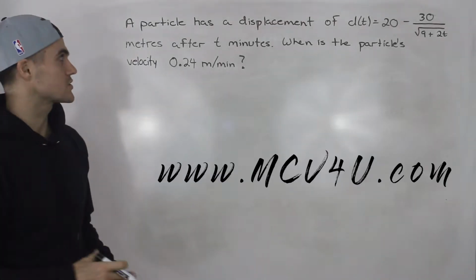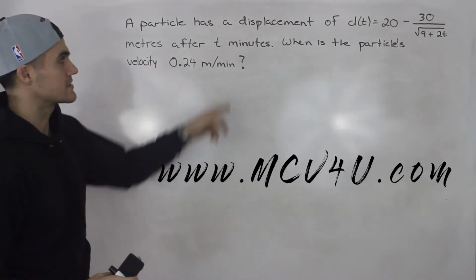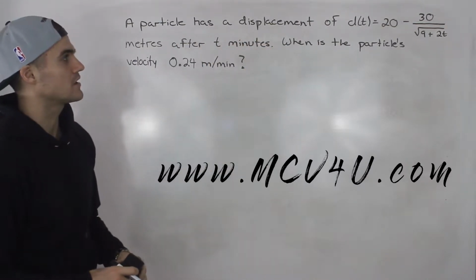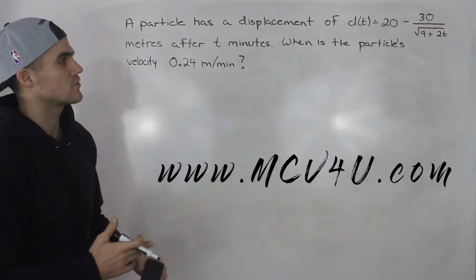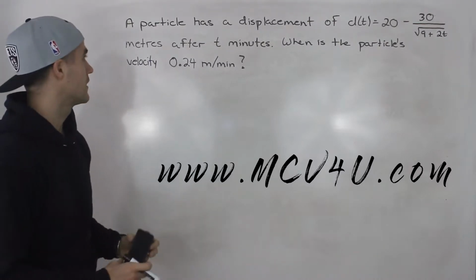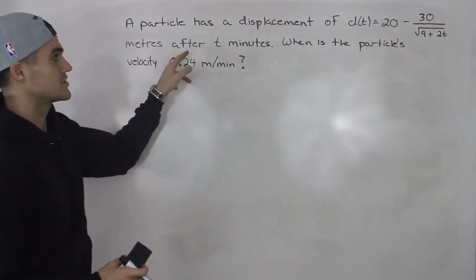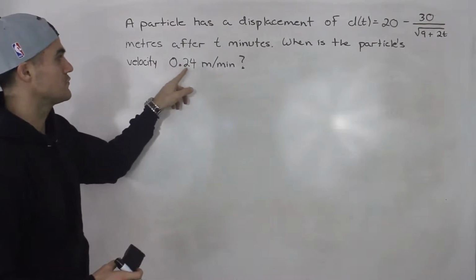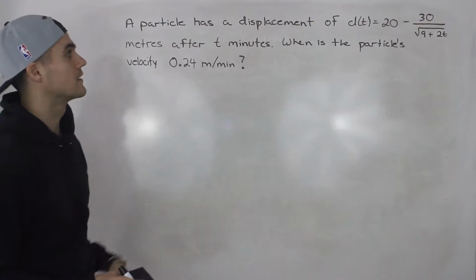Patrick here. In this question, we have a particle that has a displacement expressed with the function d(t) = 20 - 30 / √(9 + 2t), in meters after t minutes. And we have to find when the particle's velocity is going to be 0.24 meters per minute.